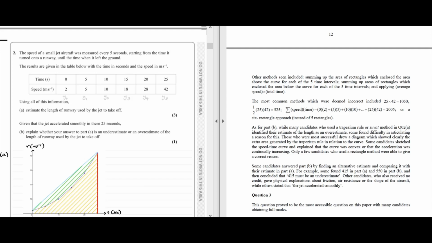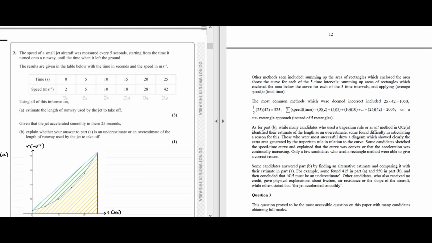Those who were more successful drew a diagram which showed clearly the extra area generated by the trapezium rule in relation to the curve. Some candidates sketched the speed time curve and explained that the curve was convex, or that the acceleration was continually increasing. Only a few candidates who used a rectangle method were able to give a correct reason. Some candidates answered Part B by finding alternative estimates and comparing them with their answer in Part A.